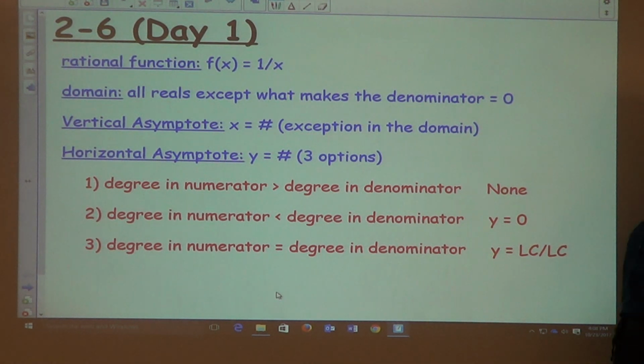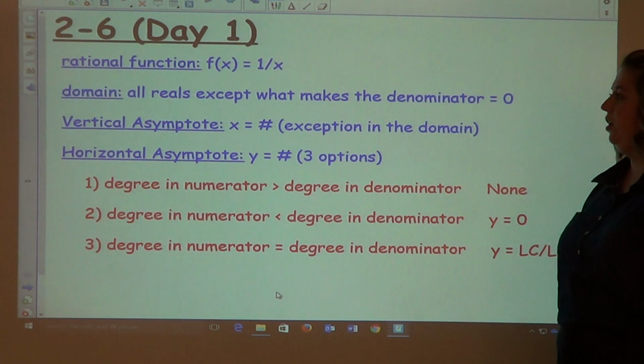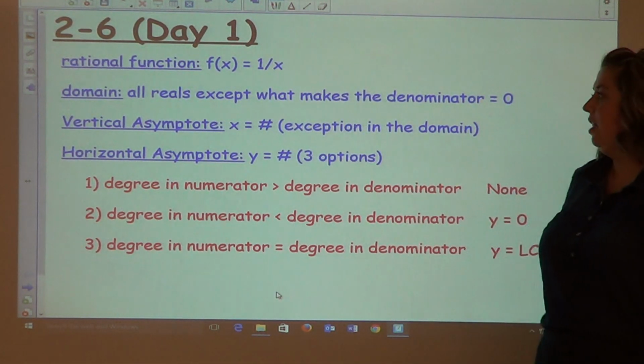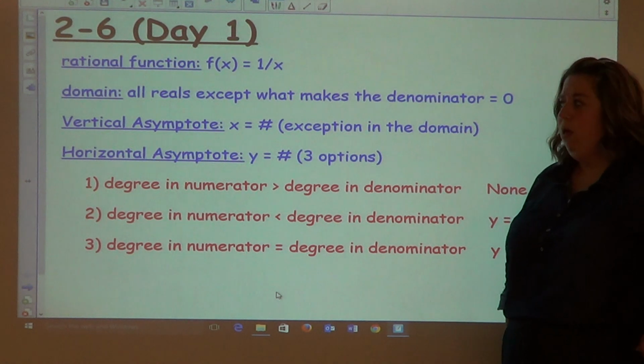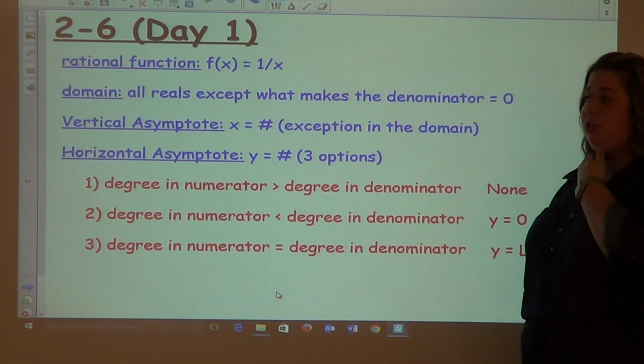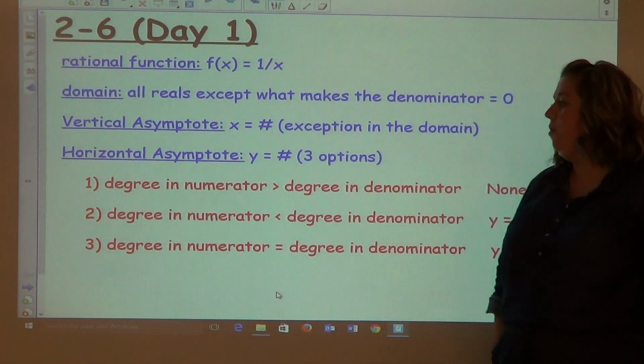Okay, so this section is all about rational functions. Rational functions are any time you have a variable in the denominator. You can still have variables in the numerator, but anytime you put a variable in the denominator, that makes it a rational function. So you're going to be able to find a domain and your asymptotes, which could be vertical, horizontal, and slant. Slant we'll talk about tomorrow.